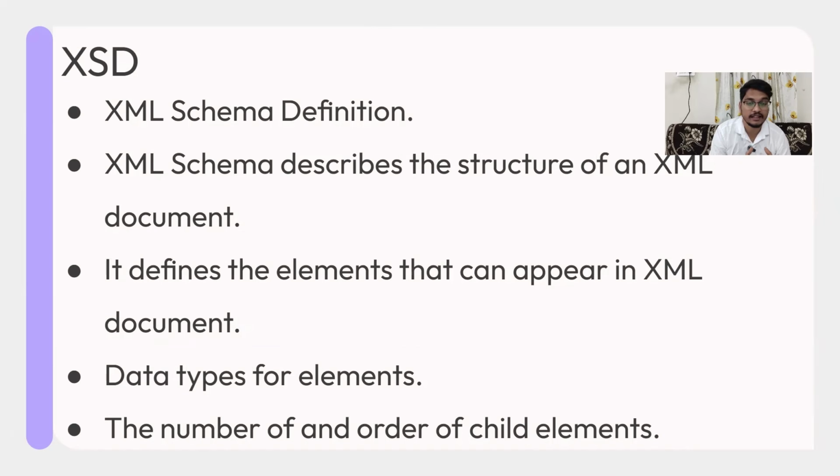And finally, XSD. XSD stands for XML Schema Definition. This schema describes the structure of our XML document. It defines the elements that can appear in our XML documents, the data types for these elements, how many times an element can appear, and in which order it can appear. So this document defines our XML structure.